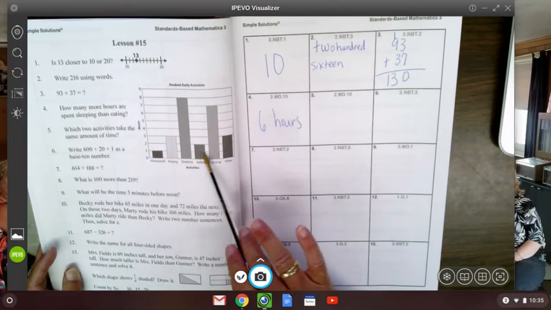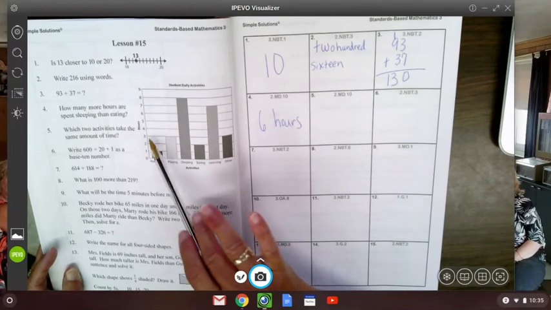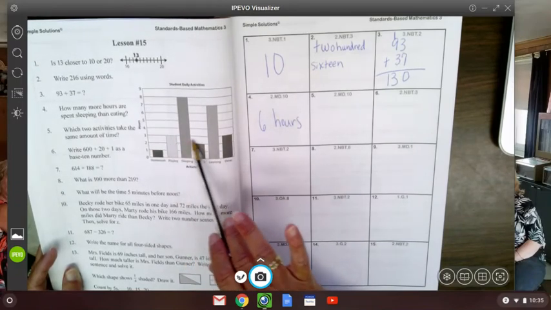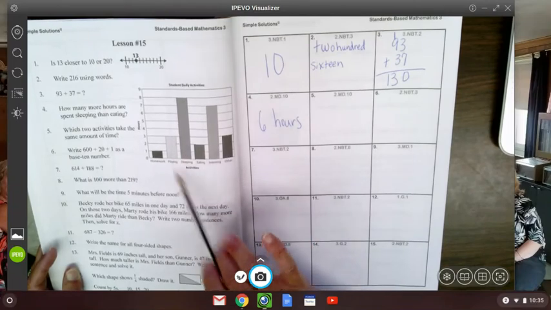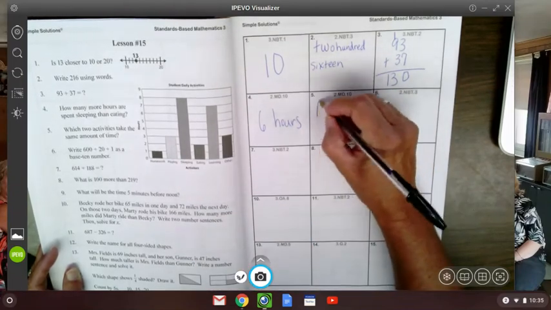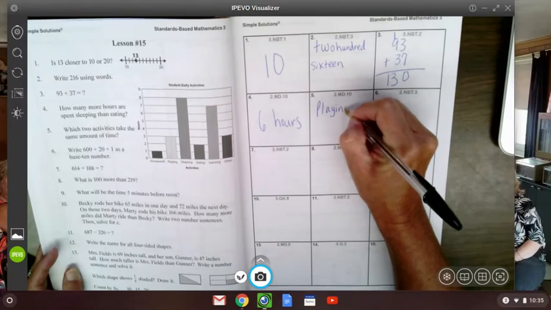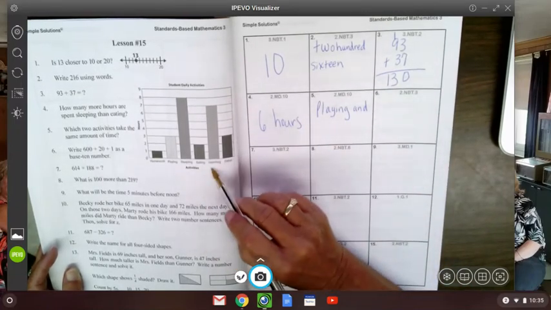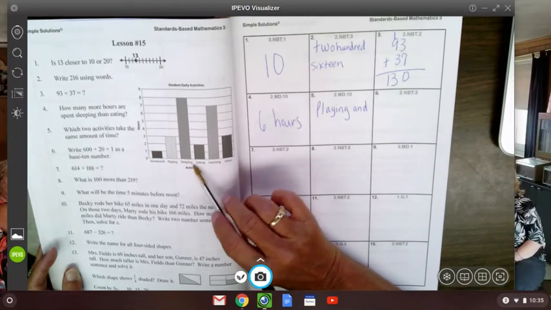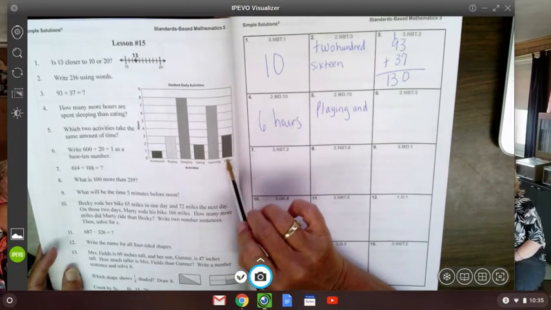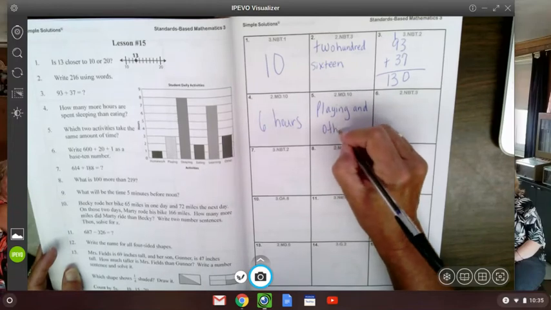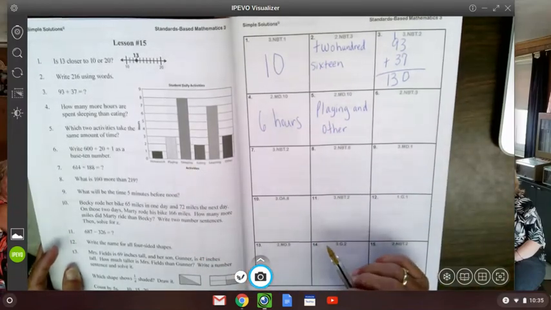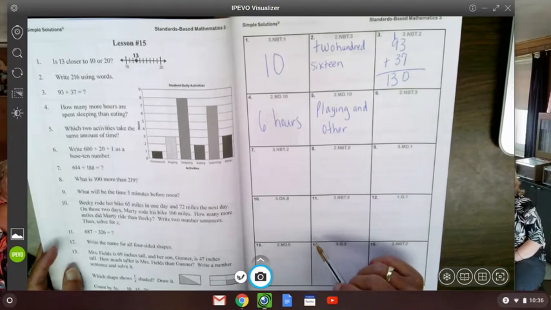5, which 2 activities take the same amount? I'm looking for the same amount going across, where the bar graph goes to exactly the same number. The only ones that go to the same number are playing and other, which means other activities besides these that are listed. Pause it if you need to.